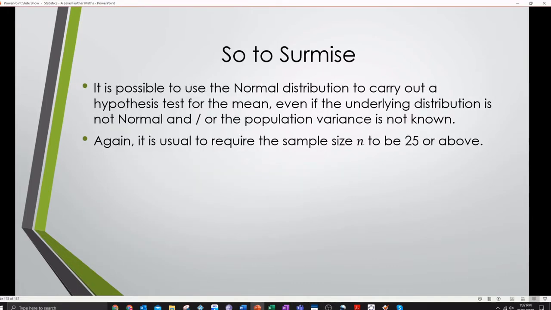So, summarizing this, it is possible to use a normal distribution to carry out a hypothesis test for the mean, even if the underlying distribution is not normal and the population variance is not known. Usually we require the sample size n to be 25 or above, or it will say in the question that you can assume the central limit theorem. So I'm going to do a few more examples.